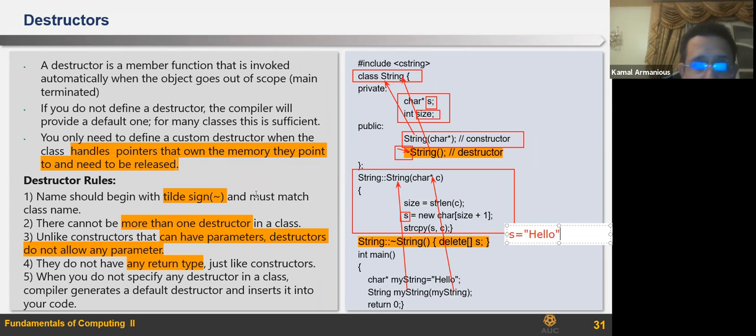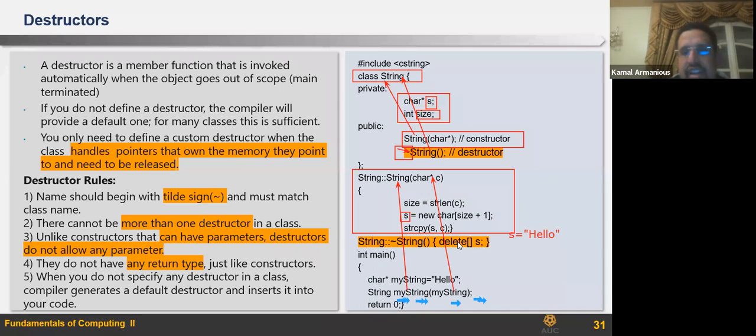Then before I return 0, before I close the program, at this place, it will call the destructor, which is this symbol and string. What it will do is free the memory that was allocated with new. The new I did here, S equal hello, gets deleted. I free the memory that was allocated for hello.